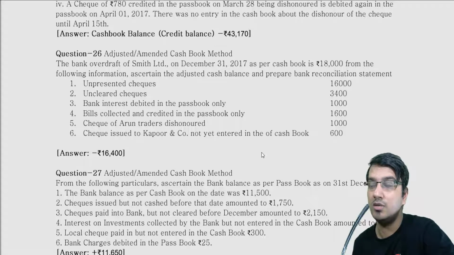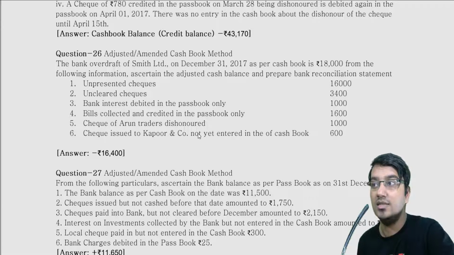So we are solving question number 26. First we'll solve the old way like we usually solve, and then we'll understand the amended cash book so that we can also compare. The answer will come the same. Okay, this is overdraft negative 18,000. Just correct this balance. This is not 16,000, this is 6,000. If you're downloading the file, you'll already get the correct balance because I'll change it then.